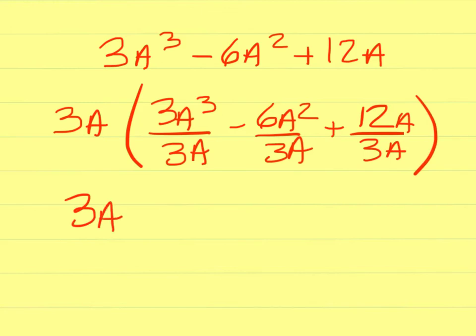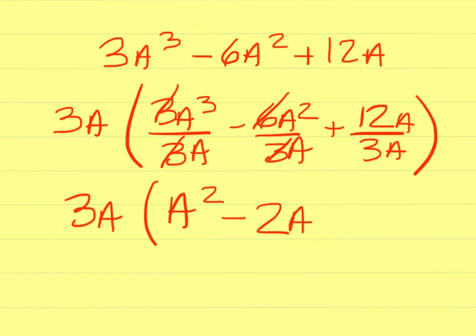Simplify inside. 3 over 3 is 1, and a to the third over a is a squared. 6 over 3 is 2. A to the second over a is a. And then 12 over 3 is 4, and a over a is simply 1. Final answer is 3 times the quantity, a squared minus 2a plus 4.